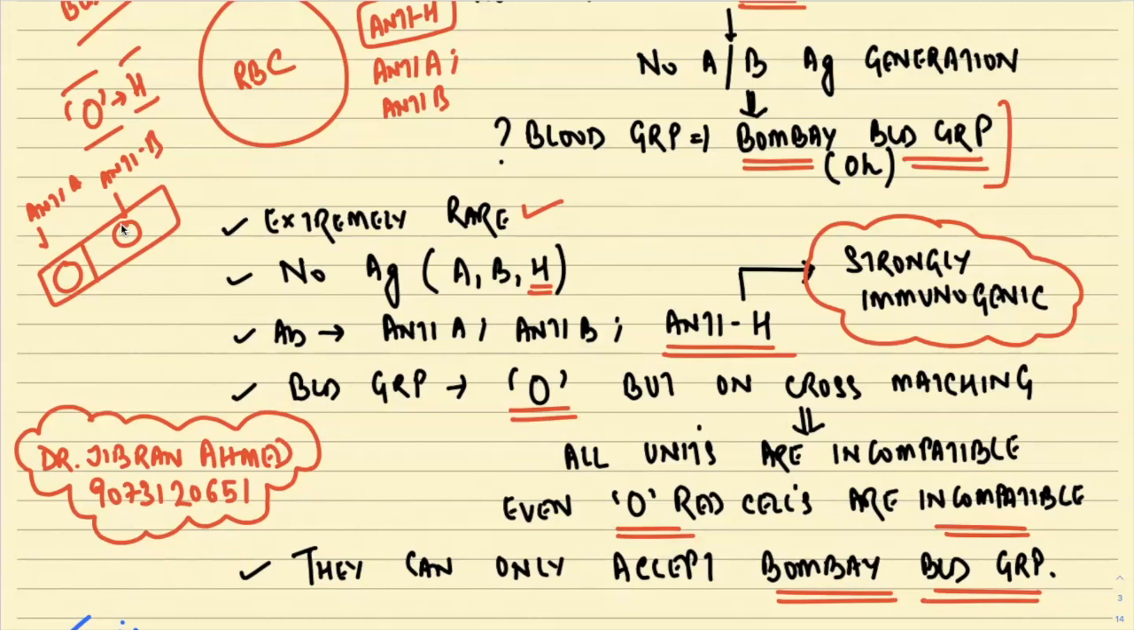The only difference between Bombay blood group and the O blood group is that the Bombay blood group contains anti-H because they show absence of H antigen, whereas the O blood group shows presence of H antigen, but there is no presence of anti-H in O. This is the only difference. Is this crystal clear to everyone? Now it is clear? Okay.